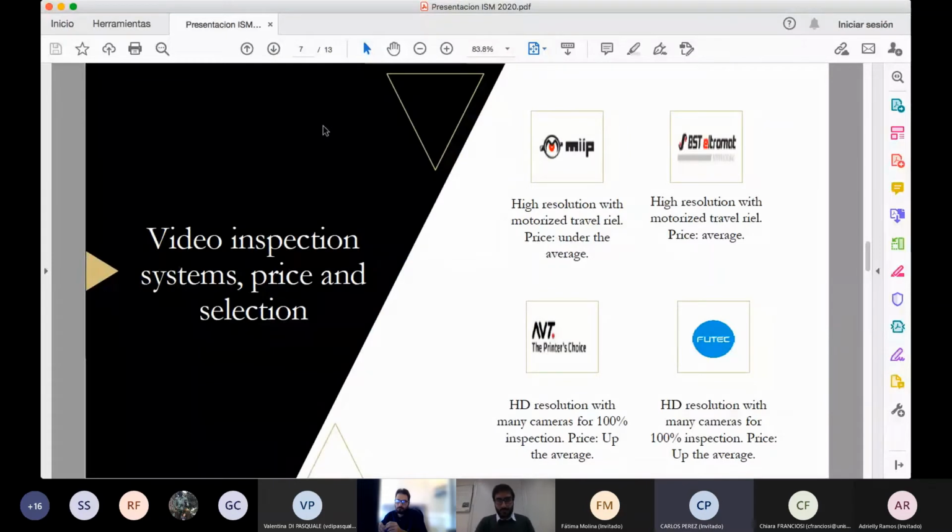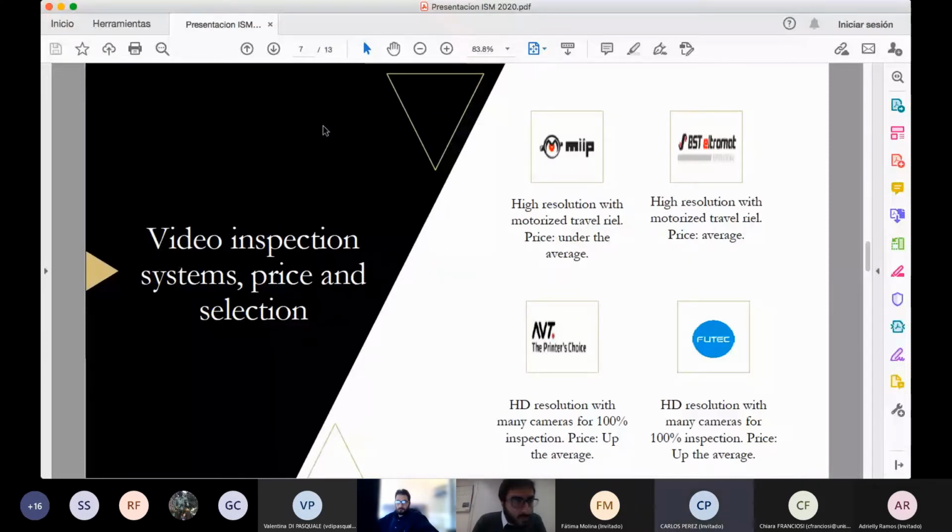For point number 1 of the methodology, which refers to the price and selection of the video inspection system, we did an evaluation of the 4 main brands of inspection systems that are currently on the market. The first one is a Canadian brand that offers a high-resolution camera with motorized travel reel. That means that the camera travels through a reel to inspect the whole web width of the material, and the price is under the average of the market. The second one is a German brand that also offers a high-resolution camera with motorized travel reel, but the price is in the average of the market.